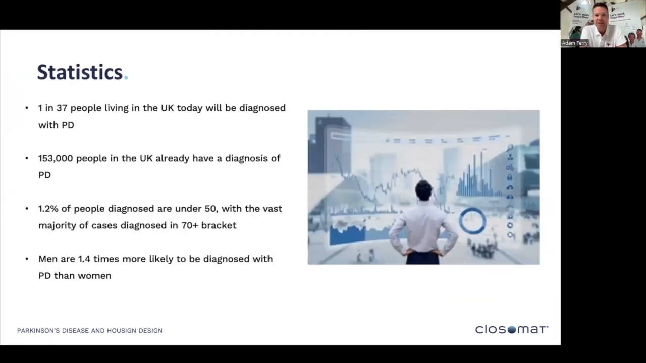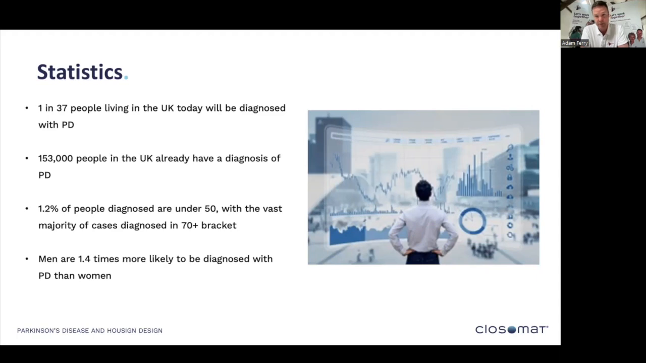Some important statistics. One in 37 people living in the UK today will be diagnosed with Parkinson's disease. 153,000 people in the UK already have a diagnosis of Parkinson's disease. Only 1.2% of people diagnosed with Parkinson's are under 50. I think there's sometimes a perception that that's higher, but actually it isn't, because the vast majority of cases are diagnosed in the 70 plus age bracket.